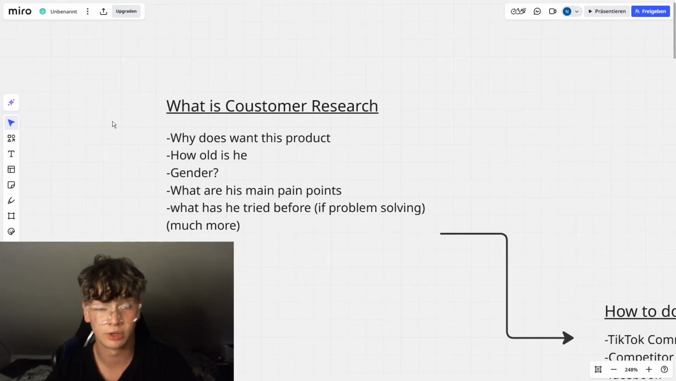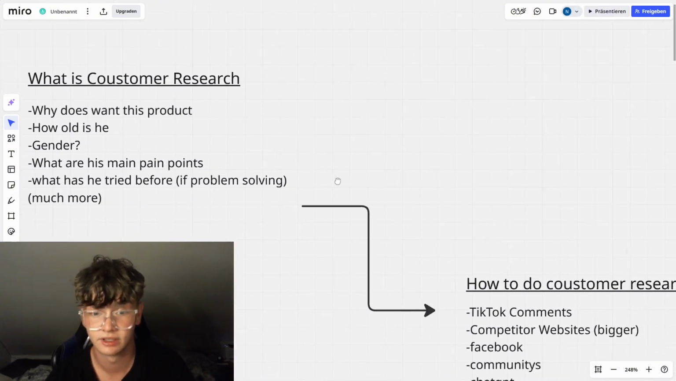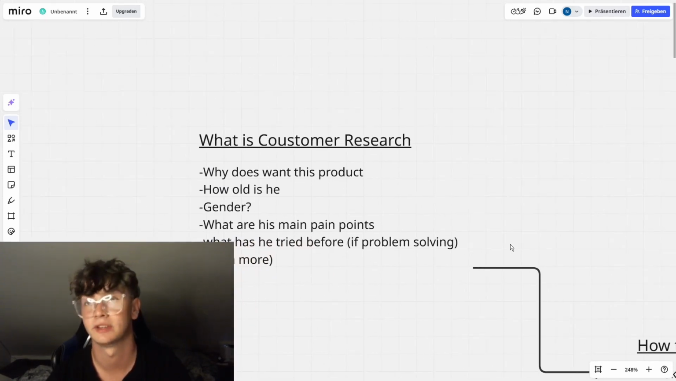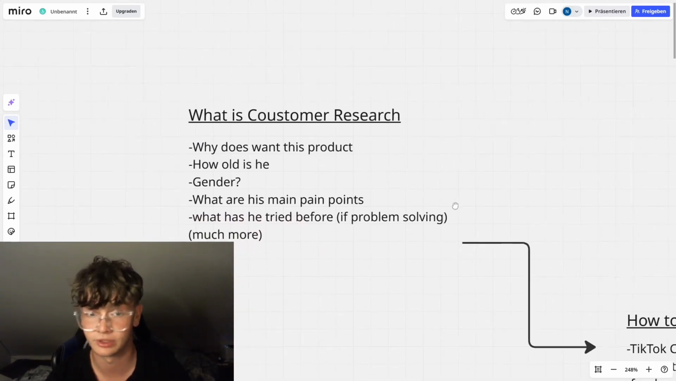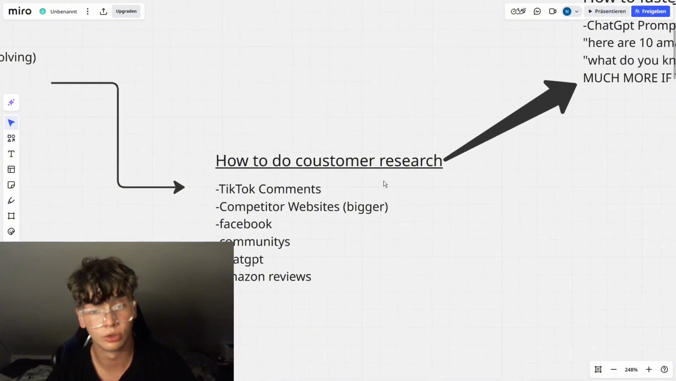So if you want to know in a bit more detail what you have to look for, go to ChatGPT and tell it, give me the main things for customer research, give me 10 different things, and it will give you that. And then after that, say, give me 20 different things. Okay, how to do good customer research.